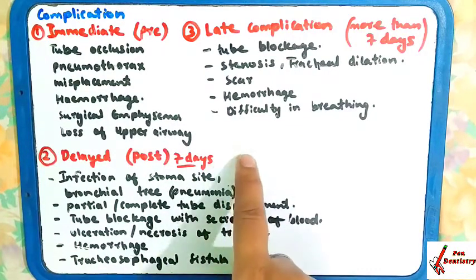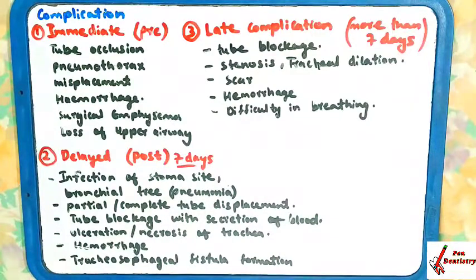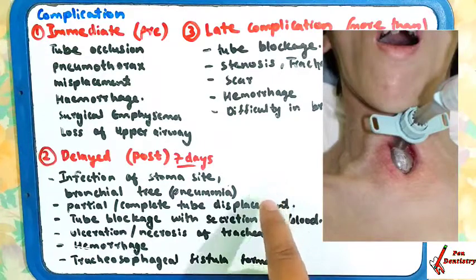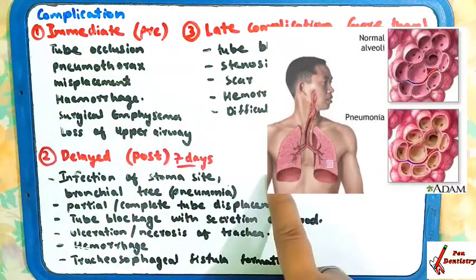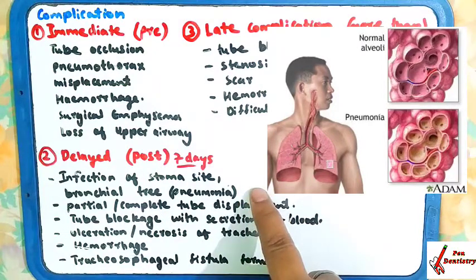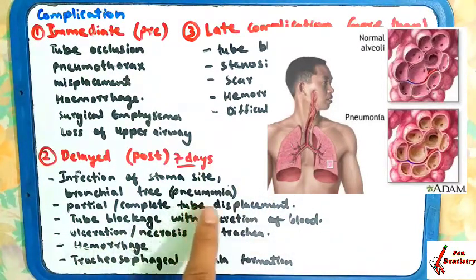Delayed complications are those that happen after 7 days of the tracheostomy. Infection of the stomach. Bronchial tree will be infected. That is, there will be pneumonia. Pneumonia means there will be a cough present in the lungs.